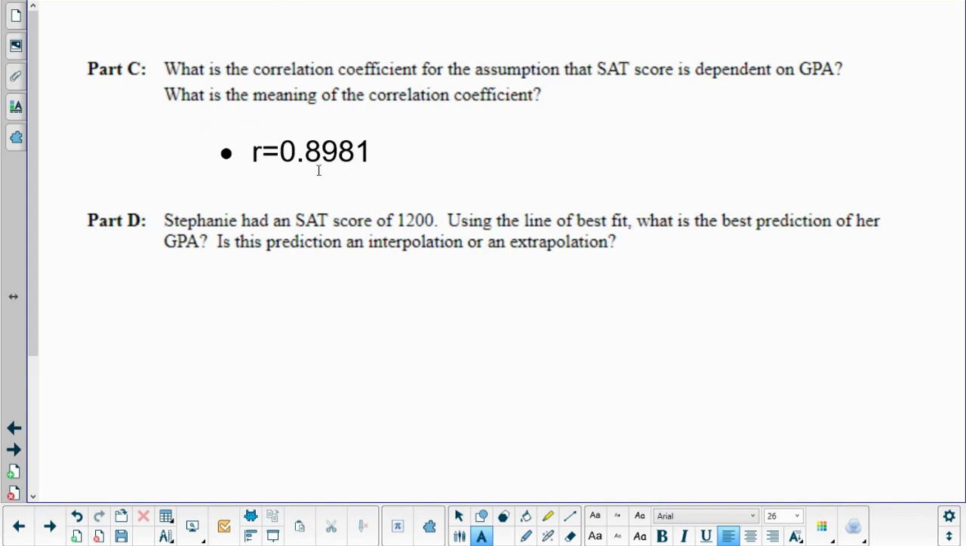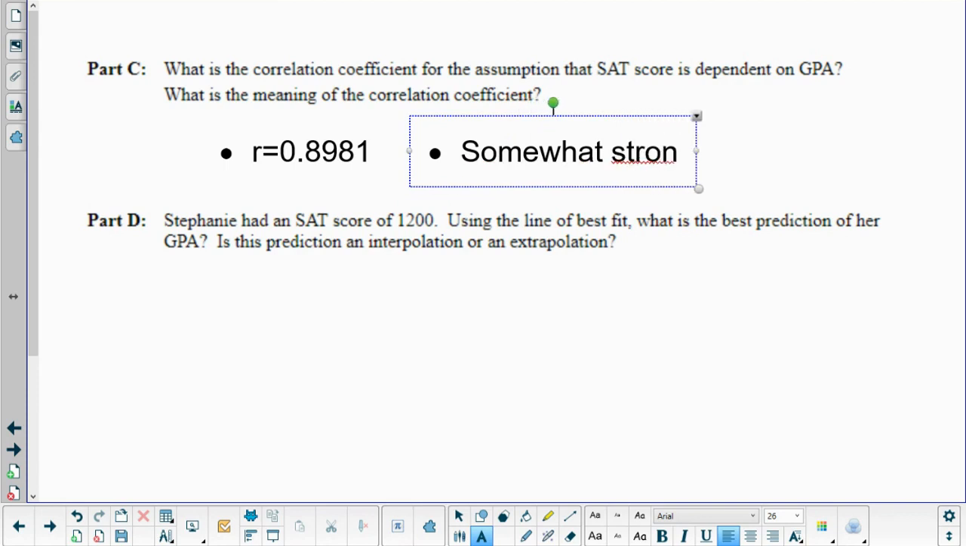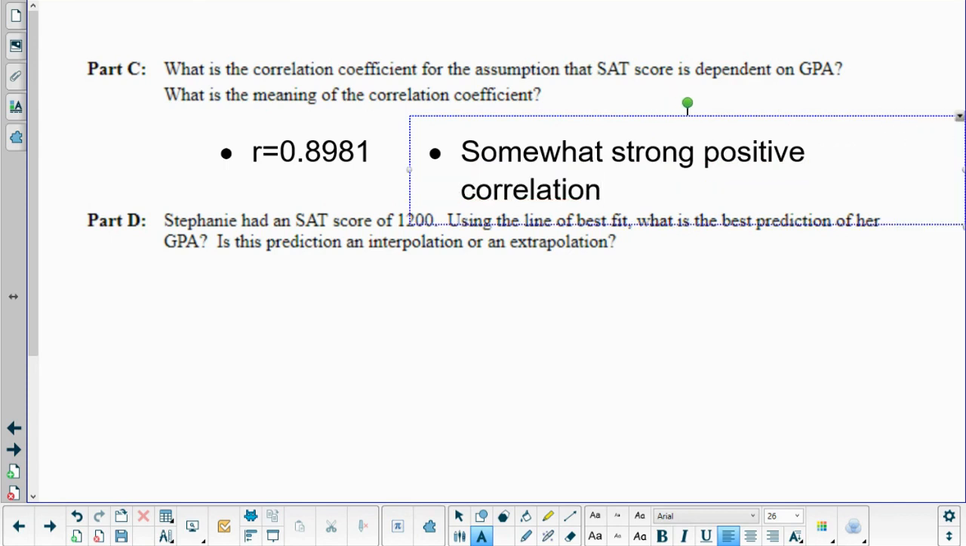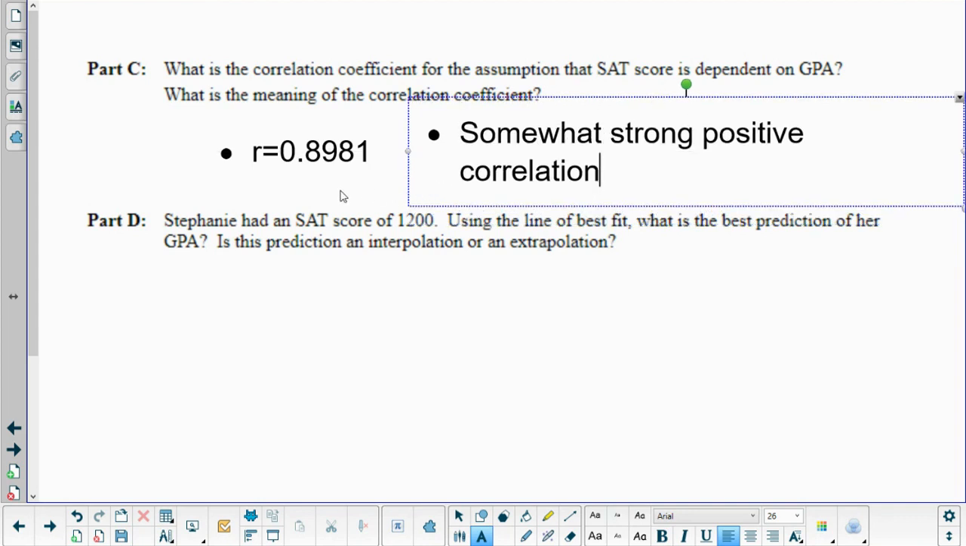Now this one, although it's like 0.89, it's not super strong. It's not super close to 1. So I would say it has a somewhat strong positive correlation. Okay, it's not the strongest, but it's not weak either. So it's kind of in the middle.